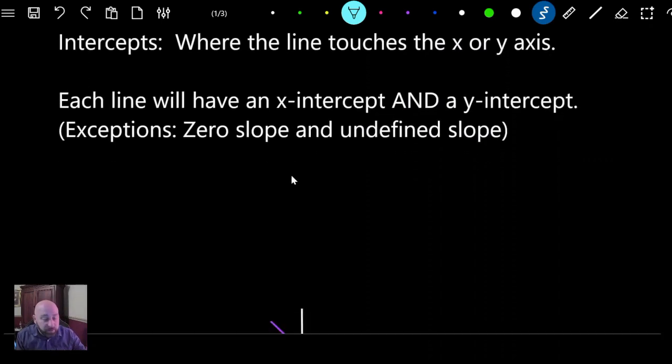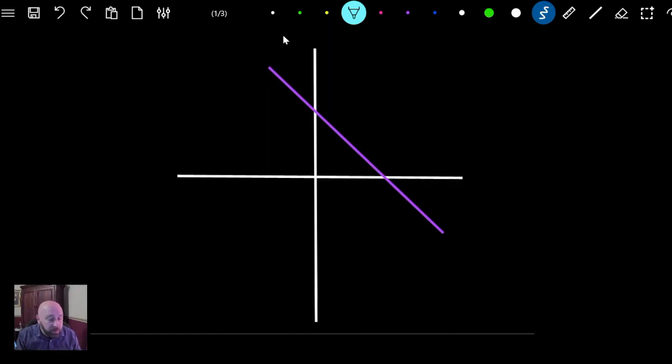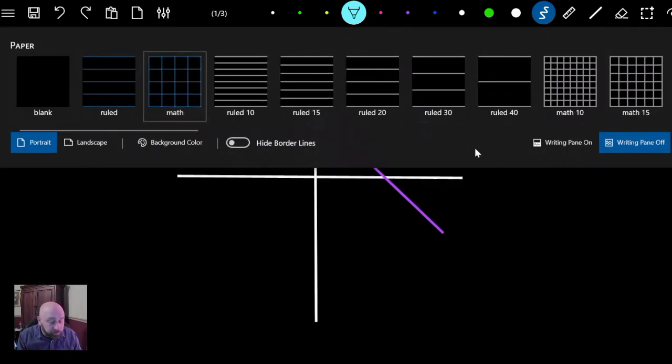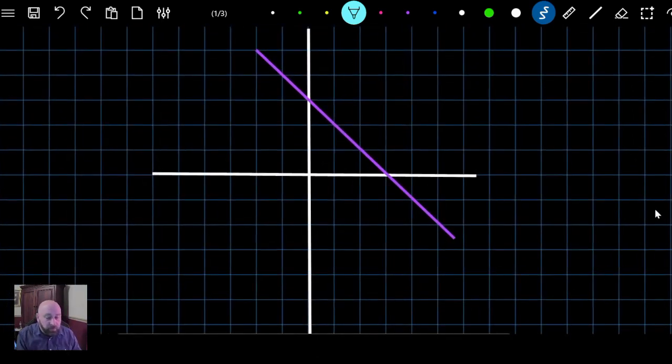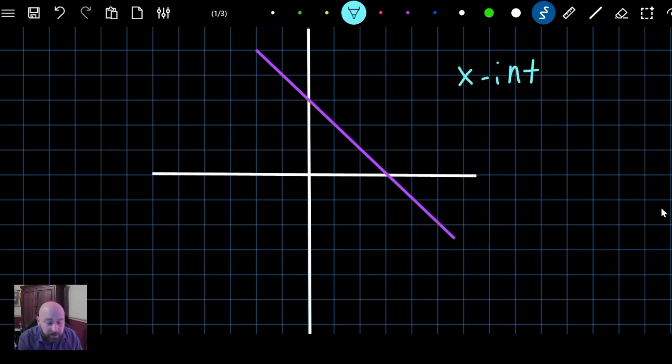All right, a few different things that we need to know about this. Let me blow this up, and let me switch it over to graph paper so that you can see it a little bit better. All right, so let's talk about this line on the graph. This line is crossing the x line, and this line is crossing the y line. So let's first focus on what we would call the x-intercept. I'm just going to write it x-int, okay? Where does it cross the x line? Well, it crosses the x line right here at this point.